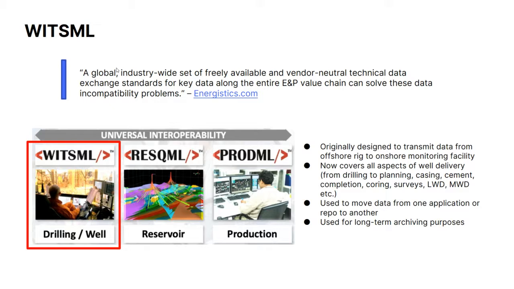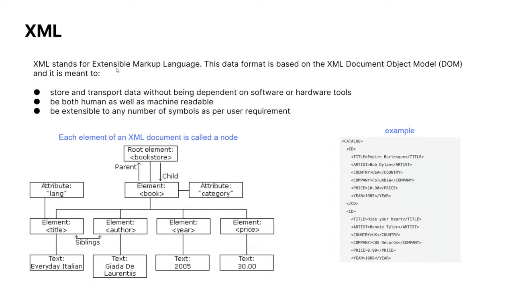So I mentioned that the main base of WITSML data is XML. XML, again, stands for extensible markup language, and it's based on the XML document object model. There are three strong points about XML. The first one is that they are independent of the software or hardware tools, so they can be stored and transported regardless. They are both human and machine readable, and I will show you why that's true.